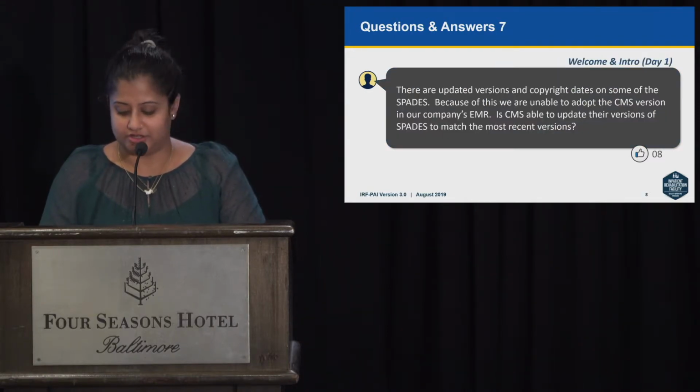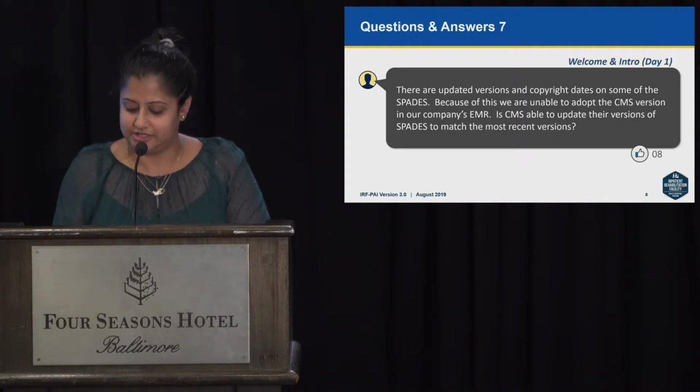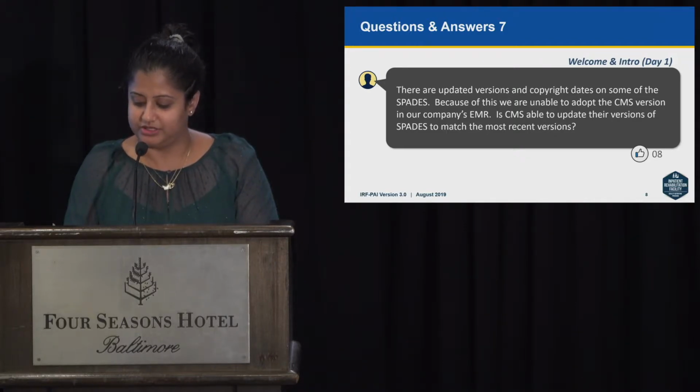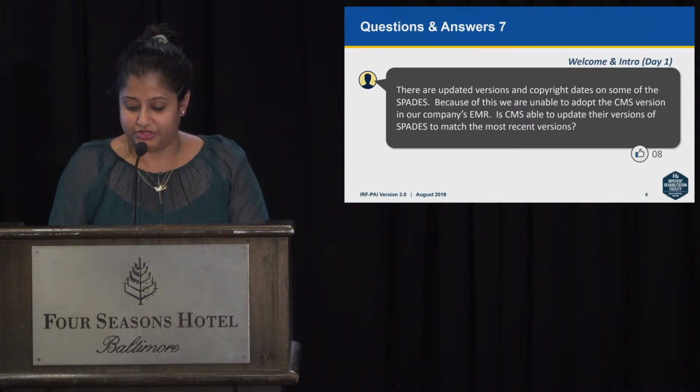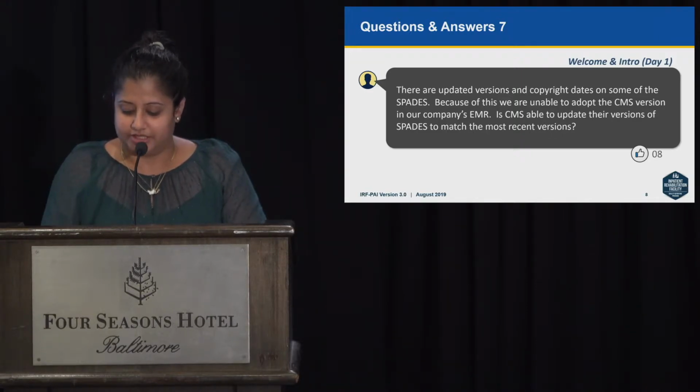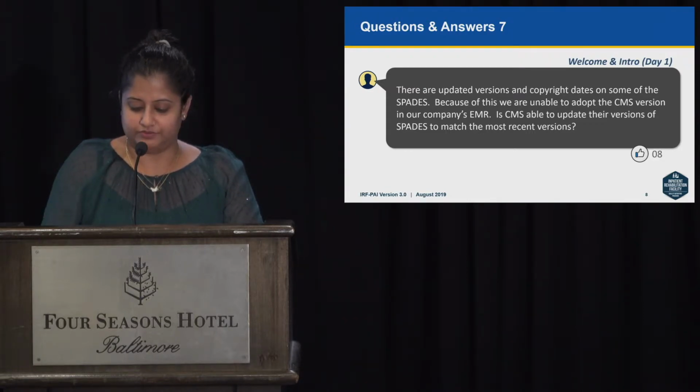So the next question is, there are updated versions and copyright dates on some of the SPADEs. Because of this, we are unable to adopt the CMS version in our company's EMR. Is CMS able to update their version of SPADEs to match the most recent versions? Our answer is, copyrighted items finalized in the fiscal year 2020 IRF-PPS final rule for use as SPADEs were used in field testing and have been aligned across the various post-acute care settings. CMS requires that IRF providers use the version approved in the fiscal year 2020 IRF-PPS final rule.